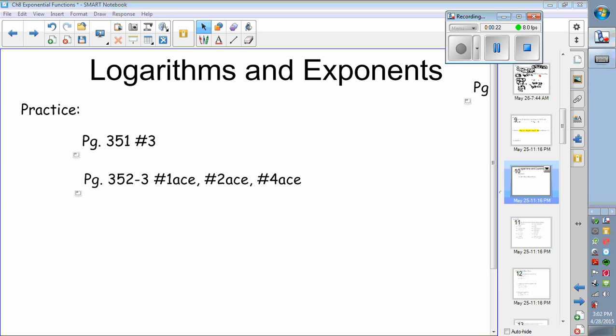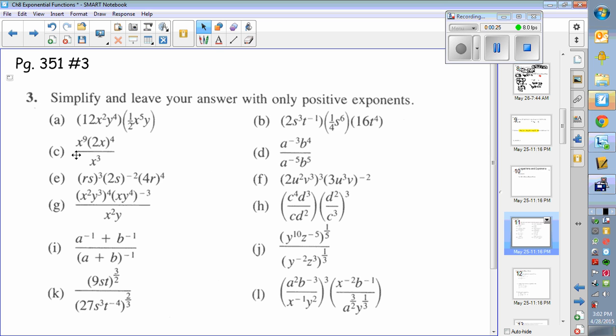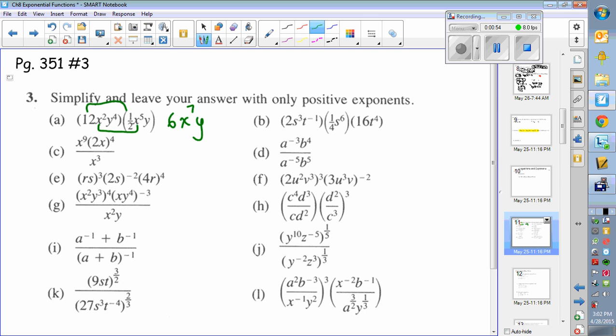So the first question I asked was 351, and here you can see a number of different equations or expressions, and we have to combine those in such a way that you would only leave positive exponents. That means if they're negative, you may need to move them into the bottom. So any of the coefficients like 1 times 2.5 come together to make 6. You have x squared times x to the 5th. Those combine together and you add them to make 7. And the y's that you combine, 4 plus 1, would be y to the 5th power.